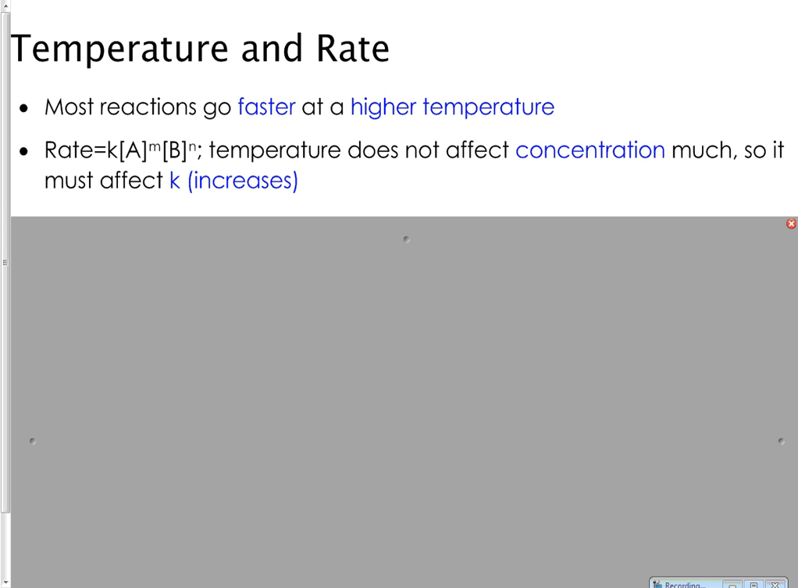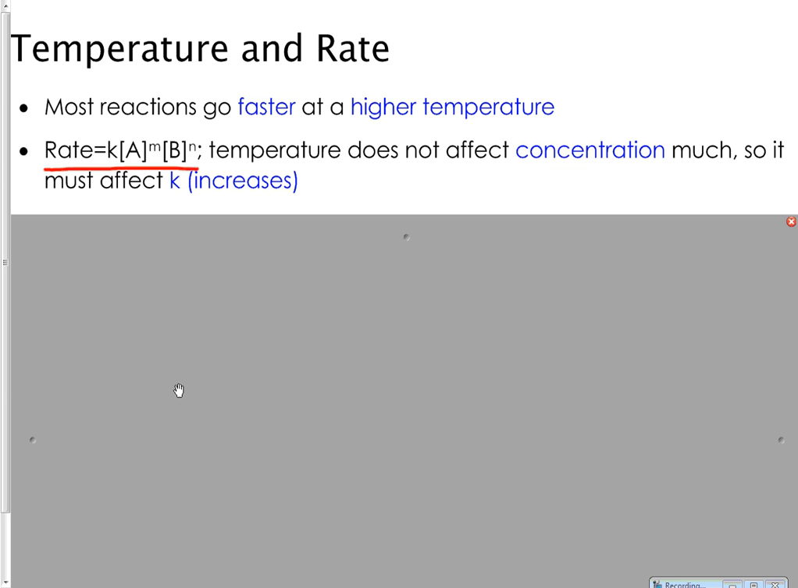Now we have to keep in mind that every reaction has a rate law. That rate law is written generically as rate equals some constant k times the concentration of A to a power of m times the concentration of B to the power of n. A and B are reactants, and m and n are experimentally determined.